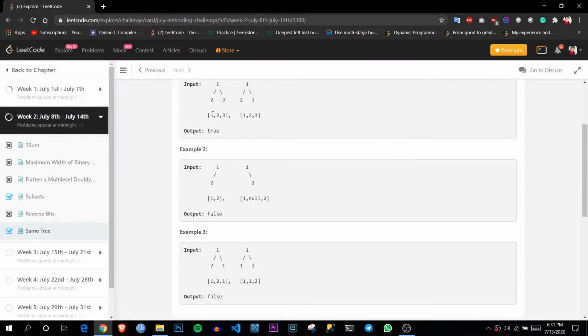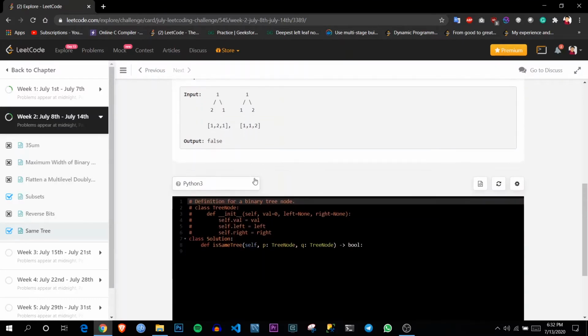Okay, so let's see one example here. 1 2 3 and 1 2 3. Here we can see all the node values and also the structure of the tree is same, so it is returning true. Here we can see the values are actually same, but the structure is different because 2 is in the left side of 1, here 2 is in the right side, so it should return false. And in this example we see that the structure is same, but the values are not same. These are the two mirror images of each other, so they are not same trees.